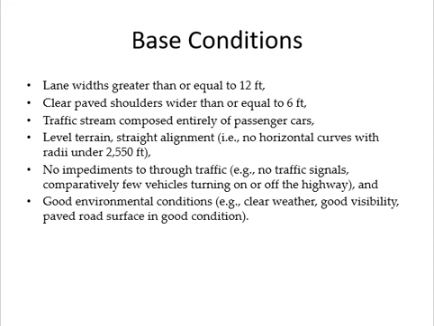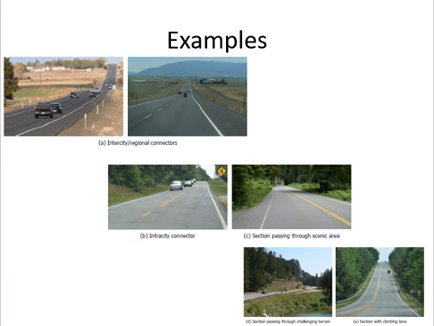Level terrain, alignment is straight, so no horizontal curve, and yeah, okay. If the horizontal curve is there, the horizontal curve is very, very large. Okay, so this is an ideal condition. No impediment, meaning no interruptions, no intersections. Okay, we already talked about it. Yeah, it could be an intersection, or it could be just an entry point, an access point. Okay, so ideal condition is none of that. Good environmental conditions, the road, the weather is clear, the road is fine, and so on. Okay, so these are all ideal conditions. When you achieve them, you have the best performance in terms of traffic.